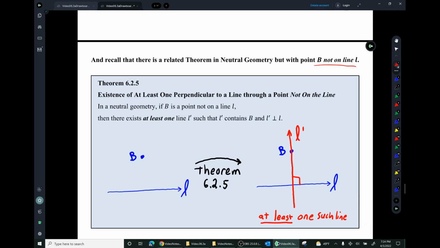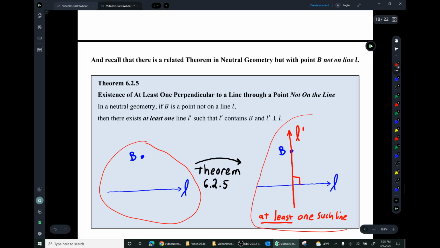Now in section 6.2, there is a related theorem about the case where you have a point B that's not on a line. So we have a given line L and a given point B that's not on the line. Well, in section 6.2, the best we could say is there exists at least one line L prime that passes through B and that's perpendicular to L. All we could say was at least one. We were not able to say that there is exactly one.